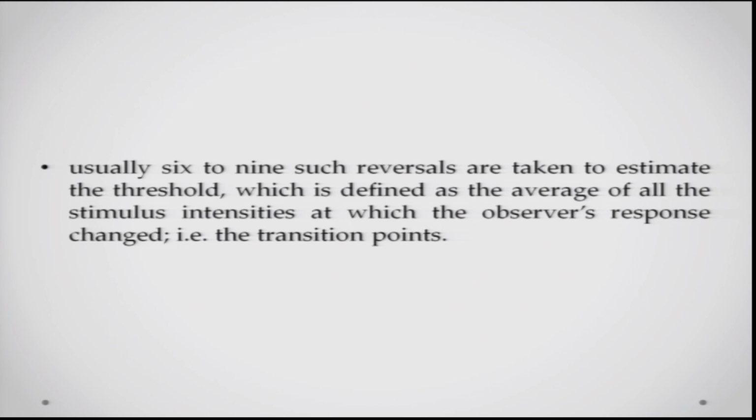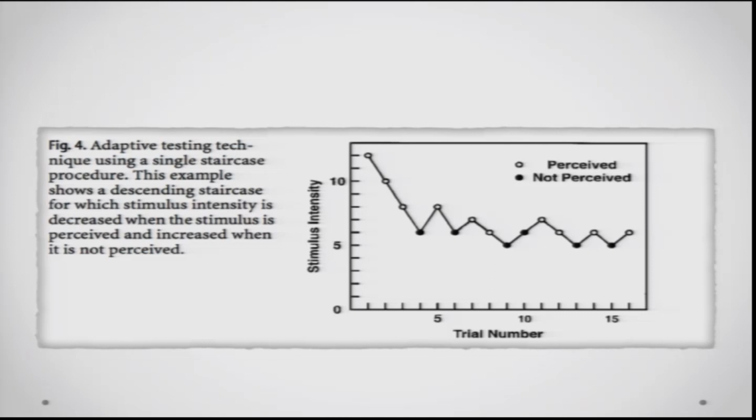I'll show you how it is done. Say, for example, in this figure you can see that you can start from a high intensity to a point when the observer's response goes to not perceived, then you go one step further, the observer says perceived, you come back, the observer again says not perceived, and you do this a particular number of times. You just take the average of this eventually, and that becomes your threshold.